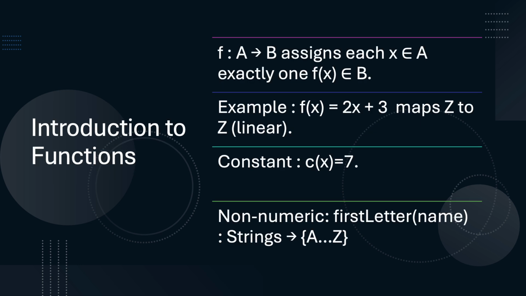This slide gives a quick look at what a function is. It's a rule that links each input from a domain to one unique output in a codomain. The actual outputs used form the range. You can think of functions like formulas such as f of x equals x squared, or as simple rules like assigning names to initials. Functions help us model relationships, process data, and build logic in systems.